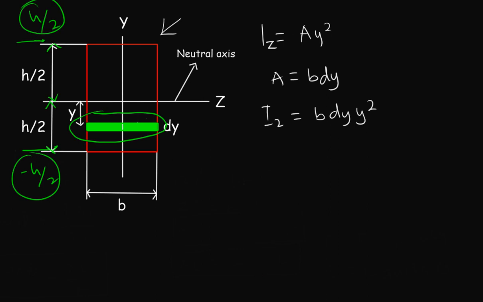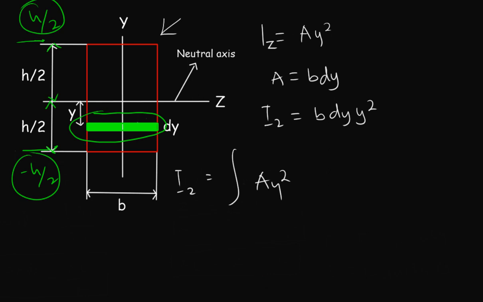So I'm going to have Iz to be the integral of the second moment of area, that would be a y squared. Now you know the area to be b dy.